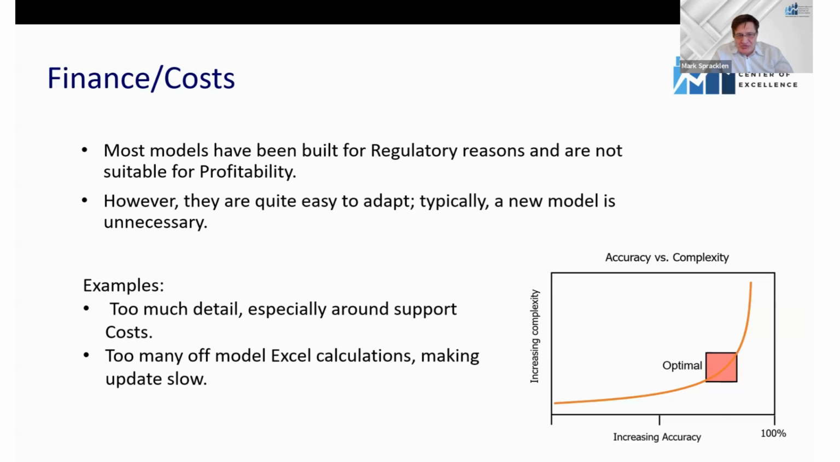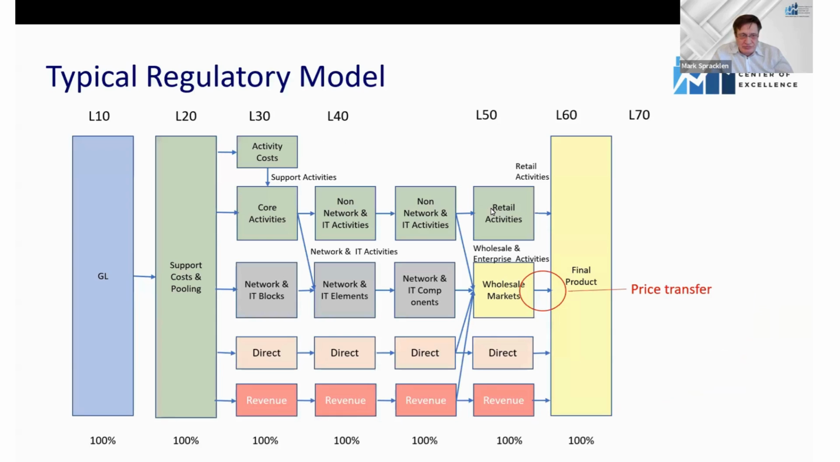So this is a typical regulatory model in the telecoms industry. And you can see there's one big block at the end, which is the final products. And these are normally the products that are regulated. This is like a mobile to mobile call, an SMS call, a data call, typically around 100 to 200 different types of products. And that's it. It stops there. There's no more.